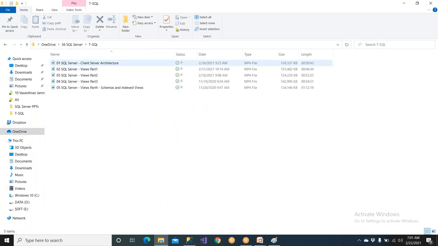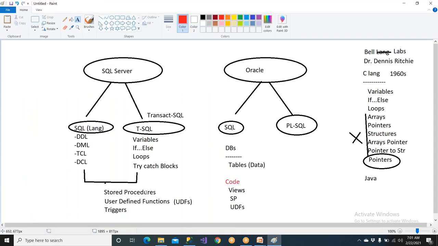Okay, people. Today we have already completed client server architecture, and views are completed. Now after that, today we are learning T-SQL programming. Why? Because after views, I need to start with stored procedures, but stored procedures need programming. Stored procedures and user-defined functions need programming. Triggers are not to centralize your code; the purpose of a trigger is to perform complex data validations. Clear?